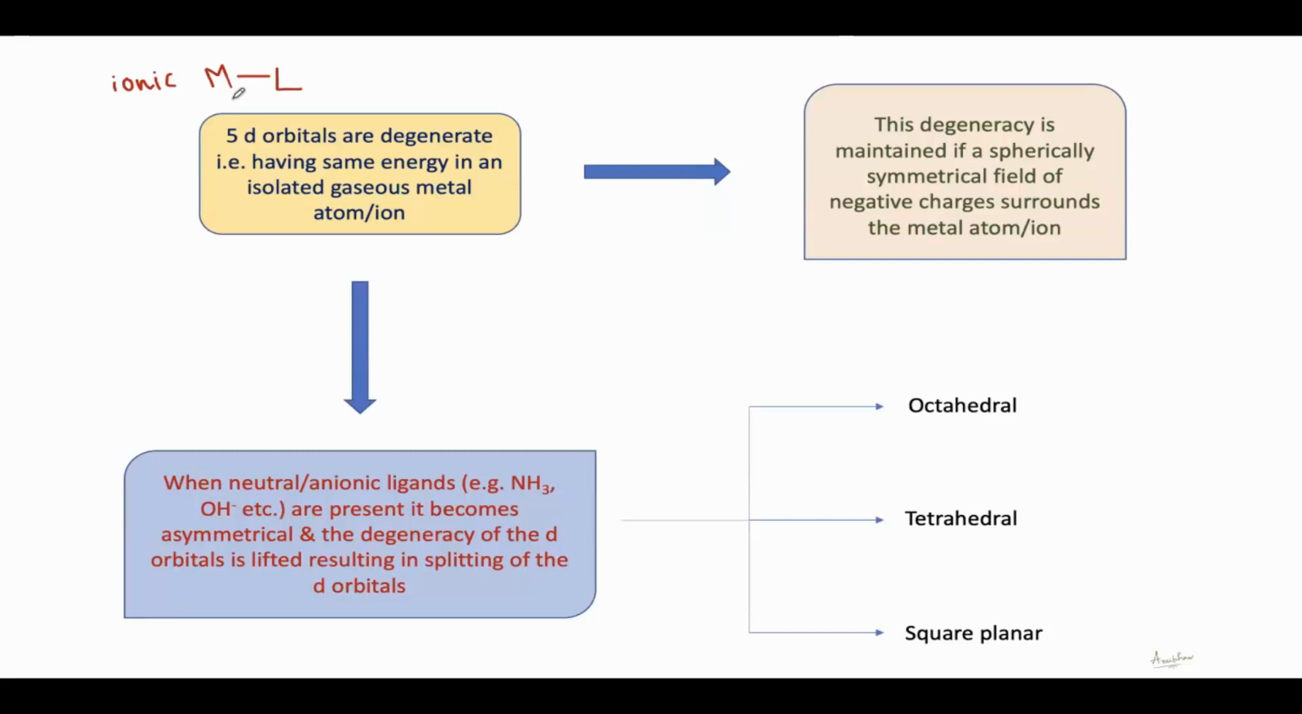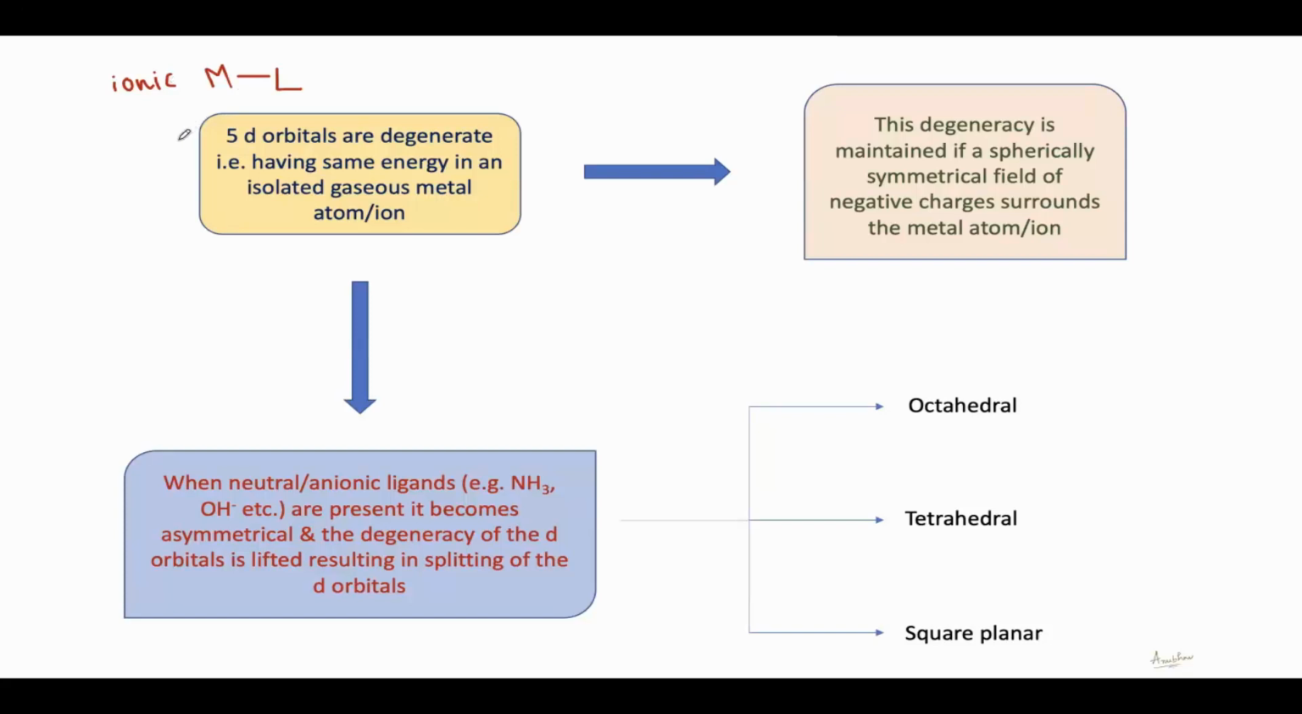Now ligands are treated as point charges. In case of neutral molecules they are treated as point dipoles, and point charges in case of anions. Now we have 5 d orbitals. You know all of them. That is dxy, dyz, dzx, dx square minus y square, and dz square. So these are the 5 d orbitals.